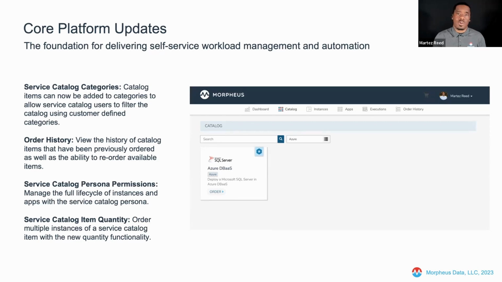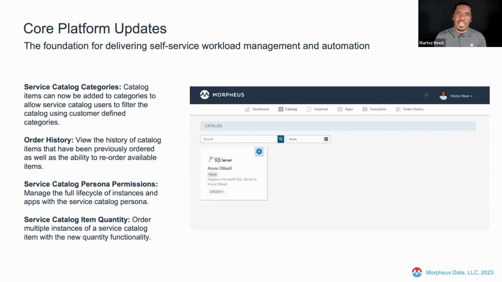Service catalog persona permissions. What this means is the service catalog persona provides a simplified experience within the Morpheus platform. So we've got the service catalog persona, as well as the standard persona, and then finally the VDI persona. What this does is pare down what the end user sees to simply that simplified catalog. And what's been made available now, in this particular image, we see that there are instances, apps, and executions. Based upon the level of access that a user has been given, those particular items will show up.